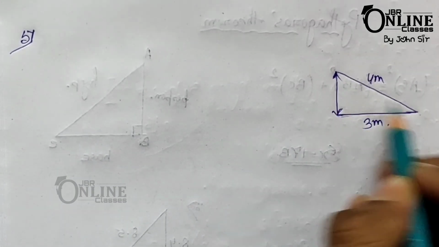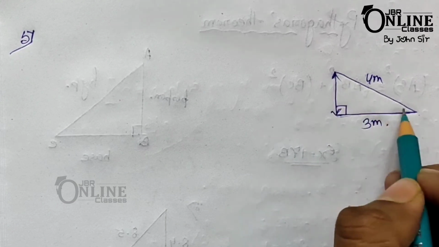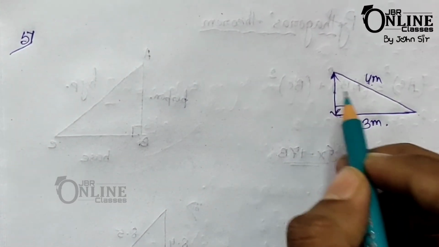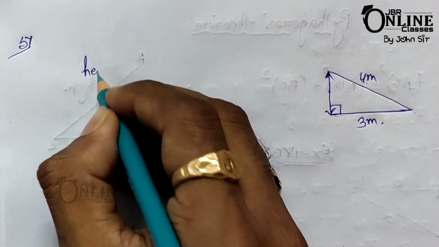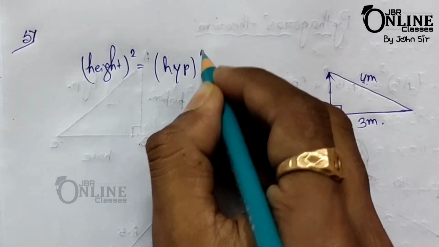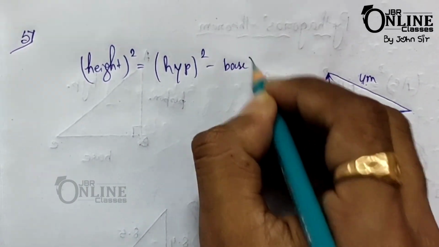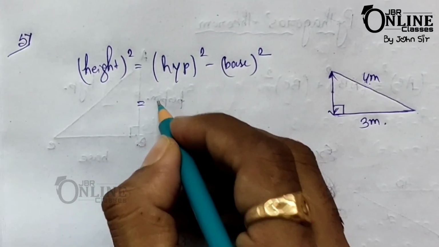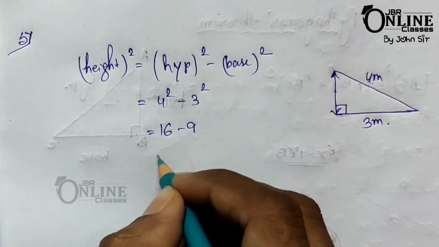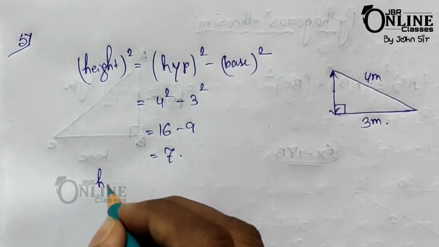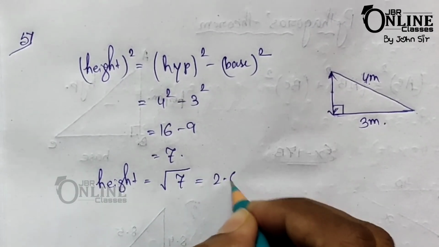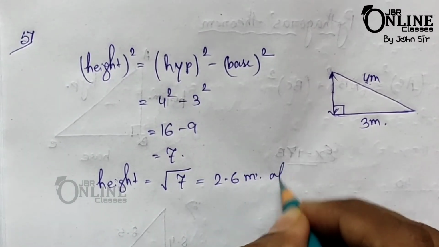So suppose this is a triangle and this is equal to 90 degree. So in right angle triangle, here 4 meter is the hypotenuse. To find out the height, you have to apply the formula: height or perpendicular square equals hypotenuse square minus base square. So here it is 4 square minus 3 square, that means 16 minus 9, that equals 7. So here height equals root 7. So root 7 means 2.6 meter approx.